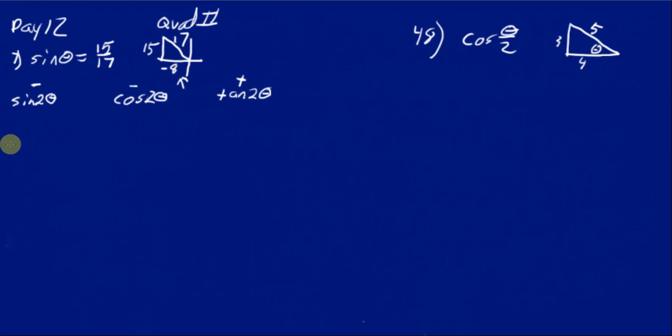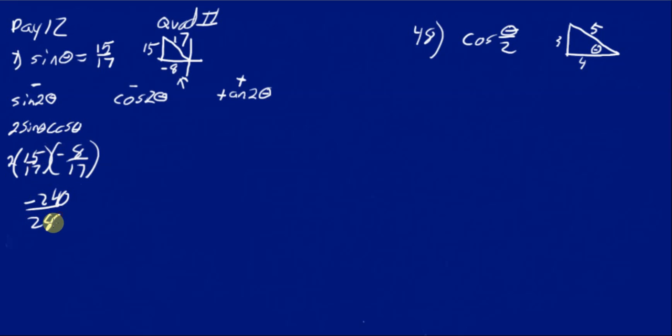All right, the sine of 2 theta is equal to 2 times the sine of theta times the cosine of theta. So that's going to be 2 times 15 over 17 times a negative 8 over 17, and nothing's going to cancel out here, so that should be negative 240 over 289, and it is negative, exactly what we expected.